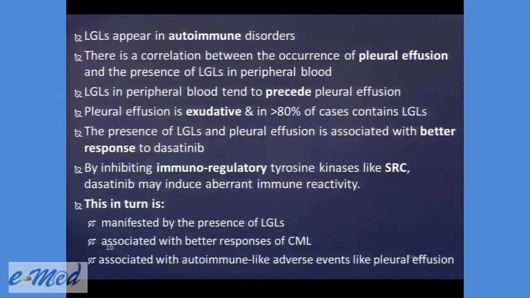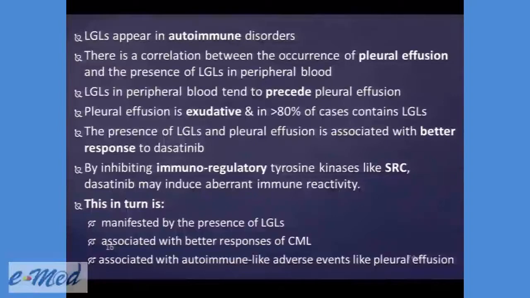Several studies showed a correlation between the occurrence of pleural effusion and the presence of large granular lymphocytes in peripheral blood of patients treated with dasatinib. Actually, the presence of LGLs, large granular lymphocytes, preceded the development of pleural effusion in these patients. In line with these findings, pleural effusion developing in patients treated with dasatinib is an exudate and usually contains LGLs. The presence of LGL cells in the blood of patients treated with dasatinib and the occurrence of pleural effusion is associated with better response to treatment.